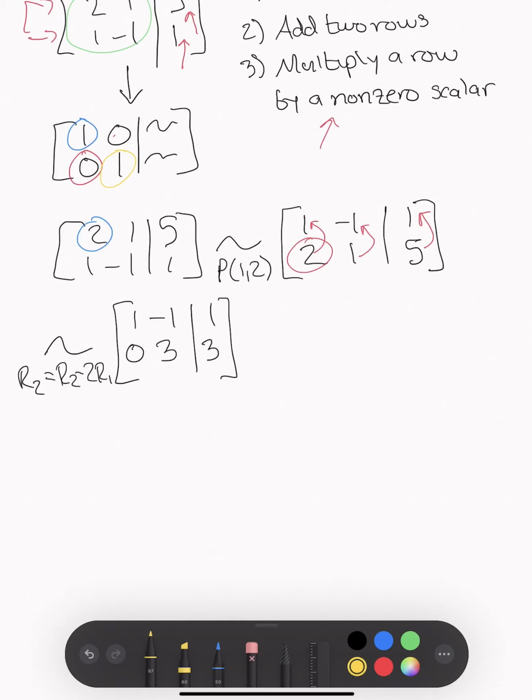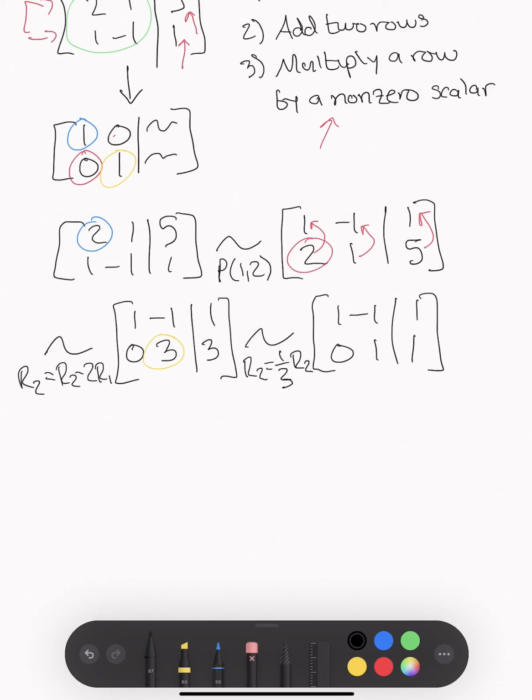We need to get a 1 in this spot here. And so what we're going to do now is just divide that last row by 3 to get this equation here. To write that out, I say row 2 is a third times row 2. Great.